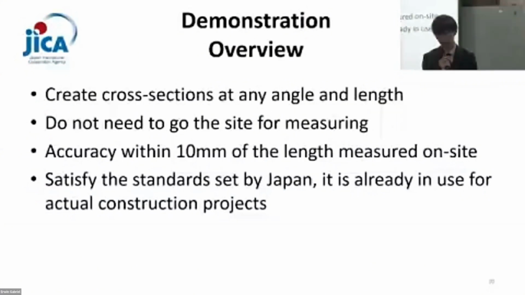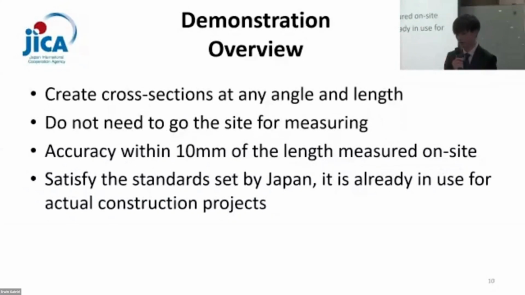Demonstration overview. Create a cross-section at any angle and length, and we don't need to go to the site for measuring. All of these tasks can be performed on the computer. Accuracy is within 10 millimeters of the length measured on site. That's why this data set satisfies Japan's standard, so we can use it at an actual construction site.